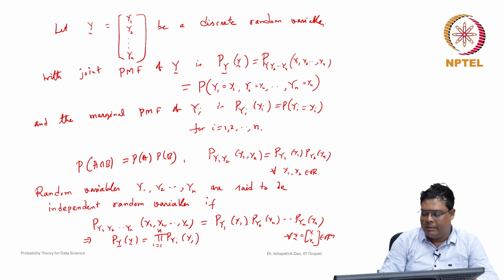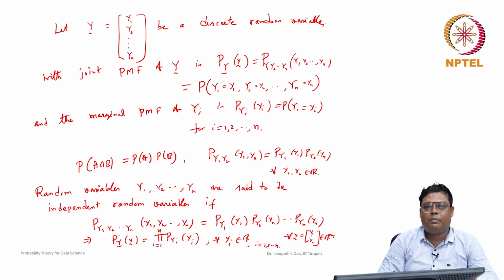Basically the same expression I am representing in a simplified notation, and this we can write for all y in R, for i equal to 1 to n. So the same things we have written here in different notation. To say that y1, y2 are independent random variables means the joint probability mass function can be represented as the product of their marginals.